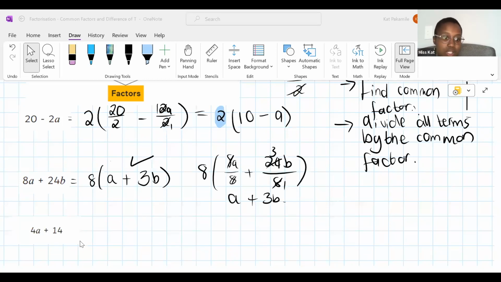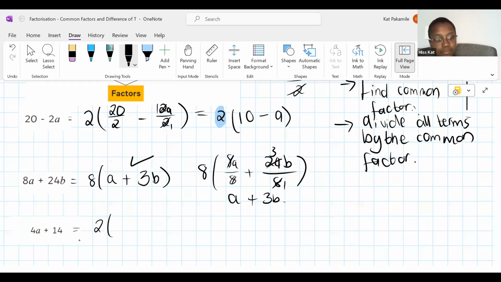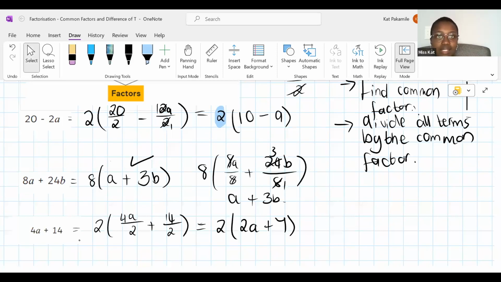Let's do it. What's our common factor? It's 2, ma'am. There we go. And then? You put the brackets. 4a divided by 2, plus 14 divided by 2. Okay, take us home. What's our final answer? It's 2a plus 7. Beautiful. That was beautiful. I love it, guys.